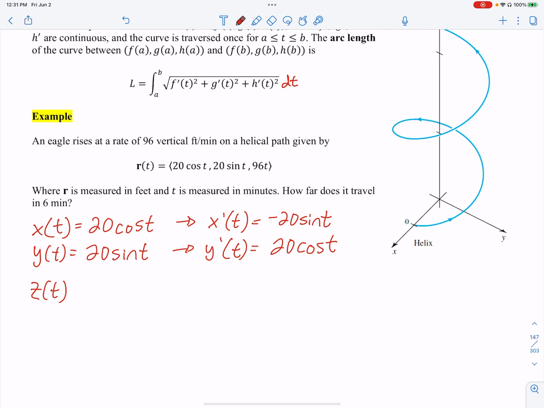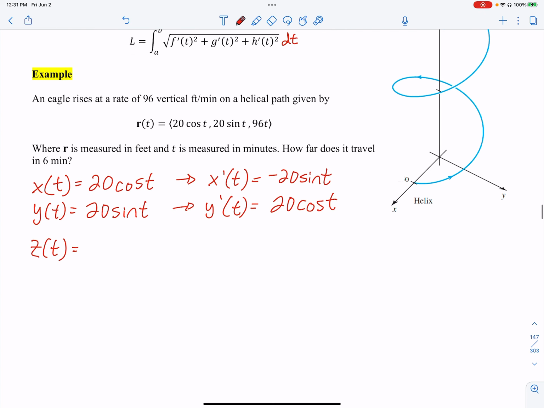Then we have one more here. Z of t is equal to 96t. And its rate, and this makes sense if you think about it, it rises 96 per minute, so the rate that it grows is 96. So we have all 3 parts there. I'm going to go ahead and do the integrand. I'm going to square each one, just doing all the work off to the side for a moment.